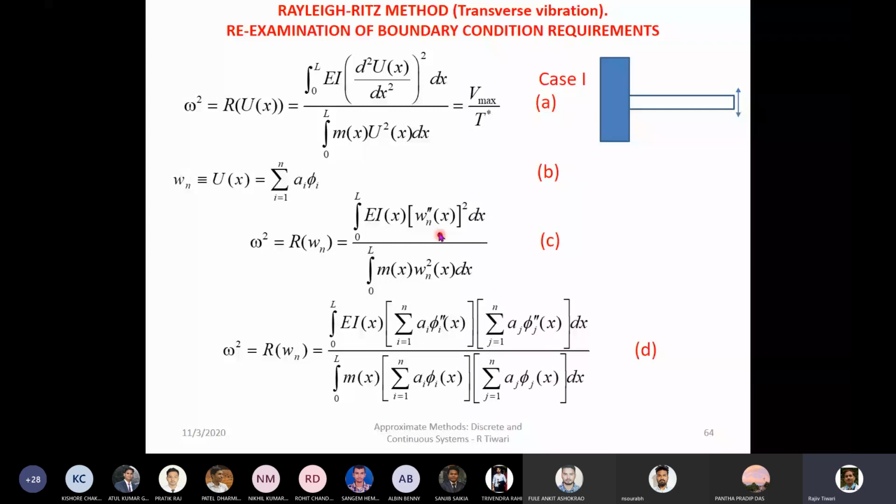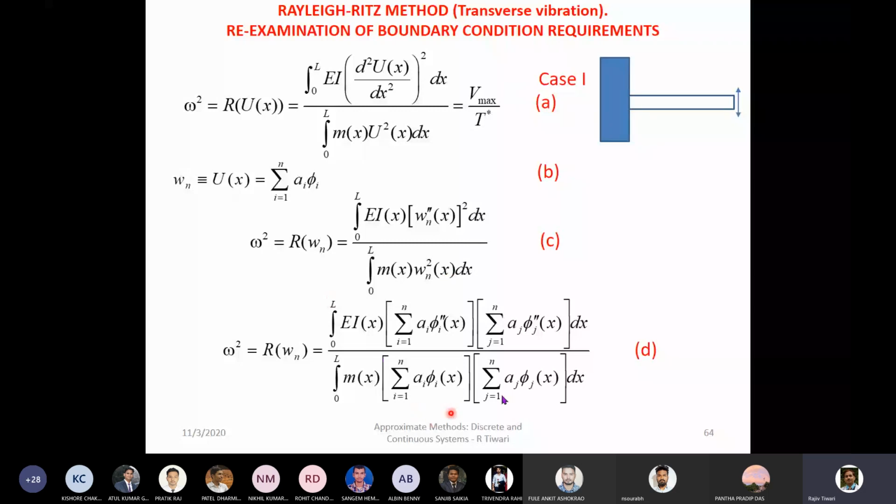This term remains the same as the previous one. Now we'll substitute this series form here. When we differentiate twice, the differentiation will come to the phi i. A i is a constant, that will not take differentiation. So a square term is there. This is corresponding to i equal to 1, and this corresponding to j. The differentiation of phi appears in both cases twice. In the denominator, we have kept the function as it is.